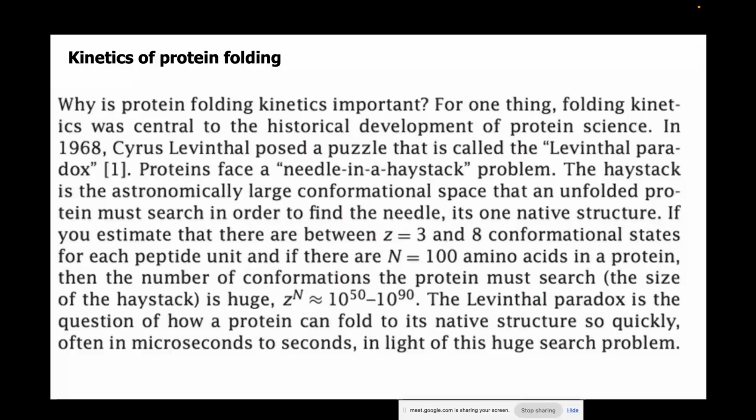So if you estimate that there are between z equal to 3 and 8 conformation states for each peptide unit, and there are n equal to 100 amino acids in a protein, then the number of conformations the protein must search, which is the size of the haystack, is huge, like 10 to the power 50 to 10 to the power 90. The Levinthal paradox is the question of how a protein can fold to its native structure so quickly, often in microseconds to seconds, in light of this huge search problem.